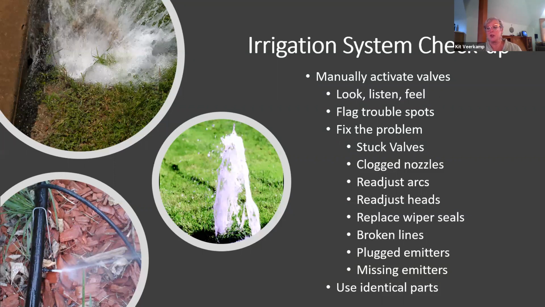So you want to make sure to fix your problems. If you've got stuck valves, you want to take off the bonnets on your valves and flush them out on a regular period, or have your maintenance person do that. Readjust any arcs on your nozzles, unclog your nozzles. So just a whole array of things here that you want to do to keep your system working as efficiently as possible.